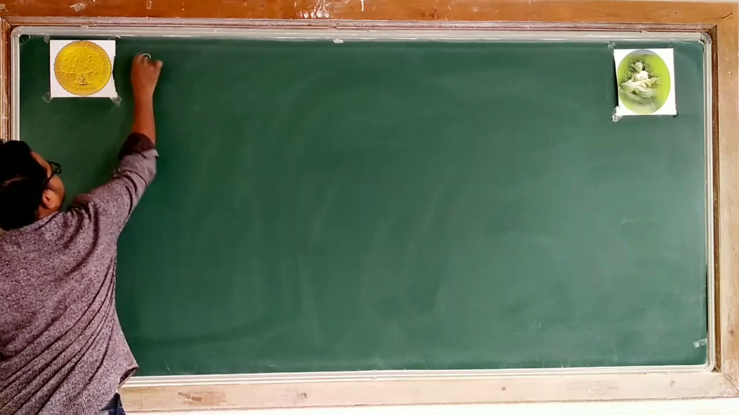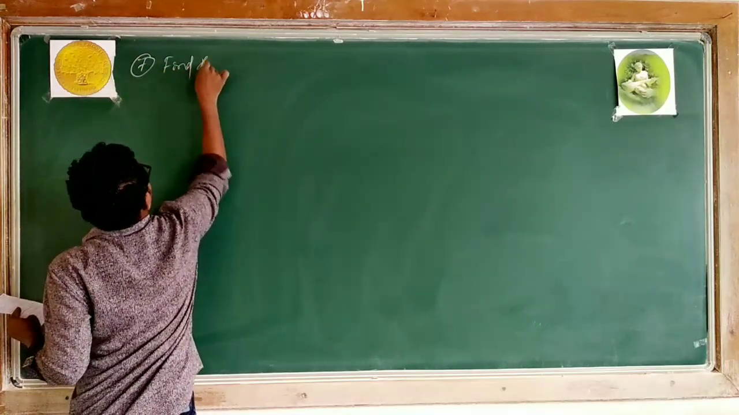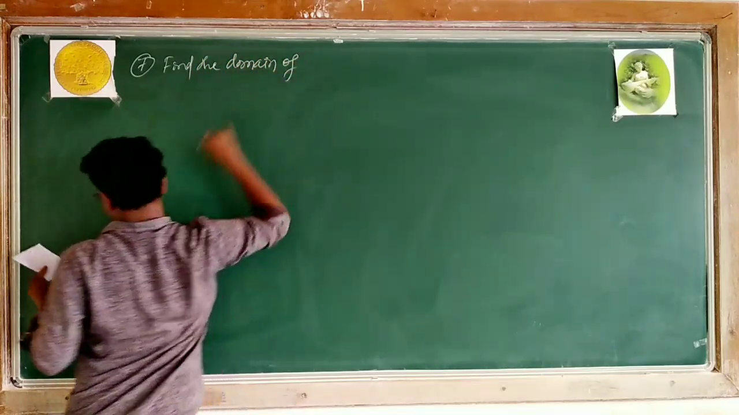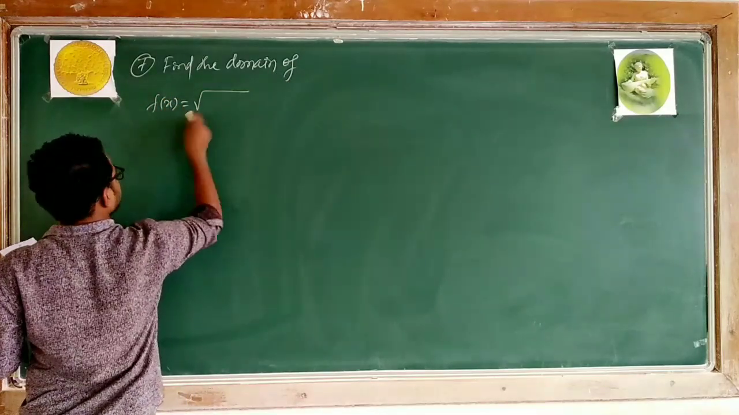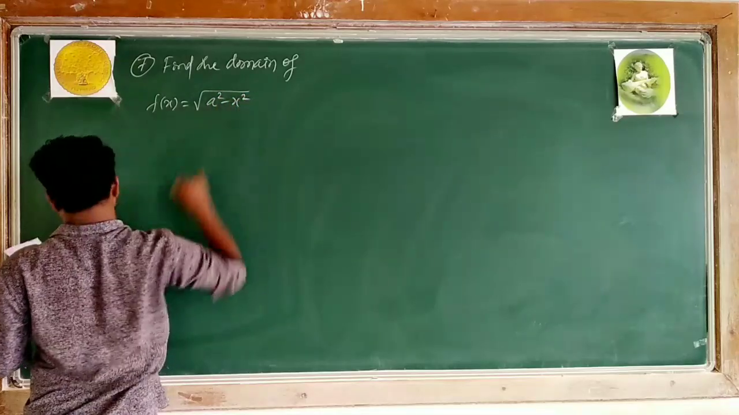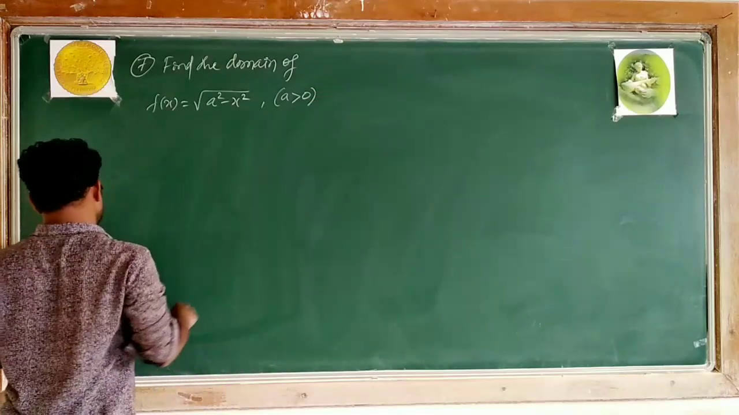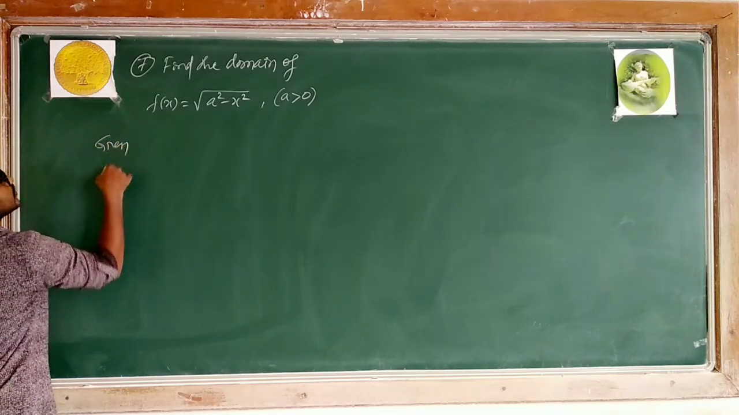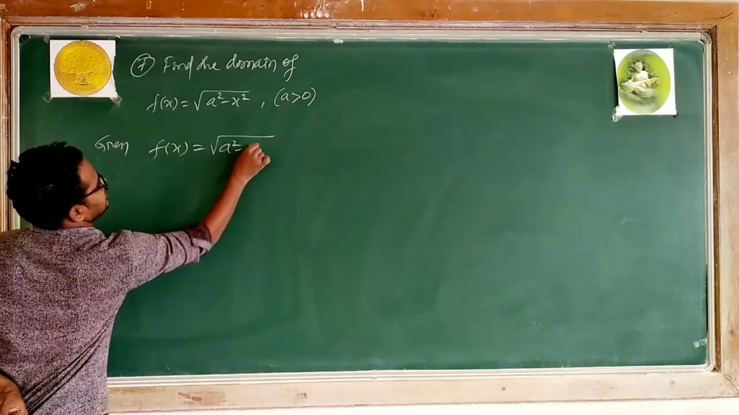7th one. Find the domain of f of x is equal to root of a square minus x square, where a is greater than 0. Find the domain of this. Domain is nothing but the x values. What is given? f of x is equal to root of a square minus x square.